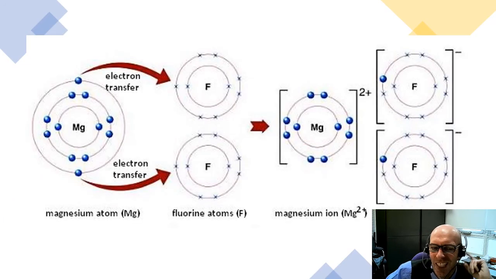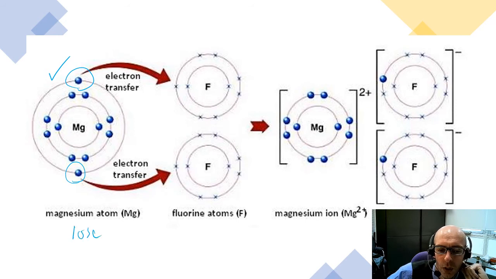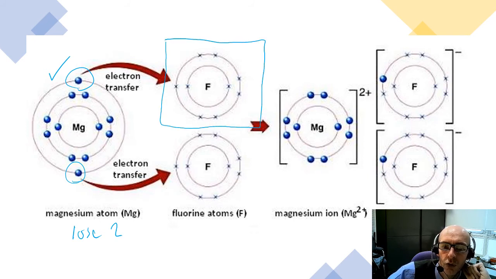And here's the answer. So what would I have expected you to do? I would have expected you to be able to draw this. And you would have realised, magnesium needs to lose 2 electrons. Then I would have expected you to draw a fluorine and realise fluorine needs to gain 1 electron.